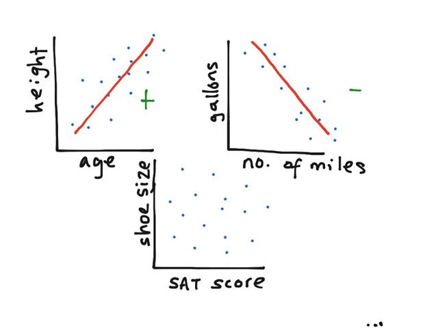So there you go. Positive, negative, and zero correlation. And your line of best fit helps you find them.